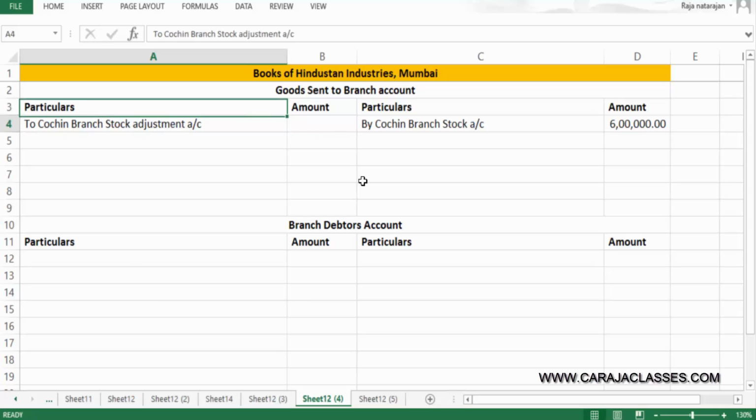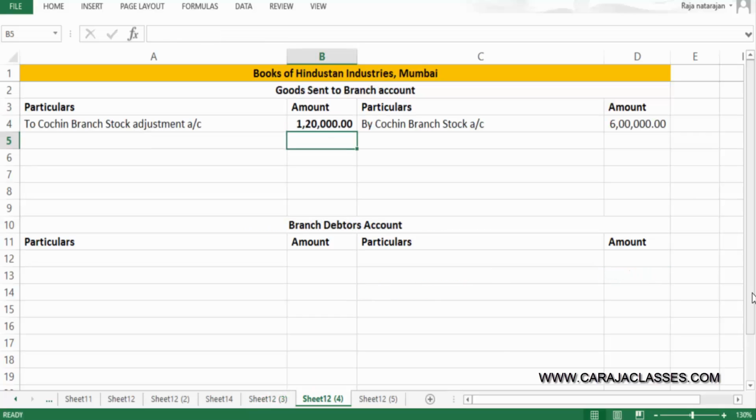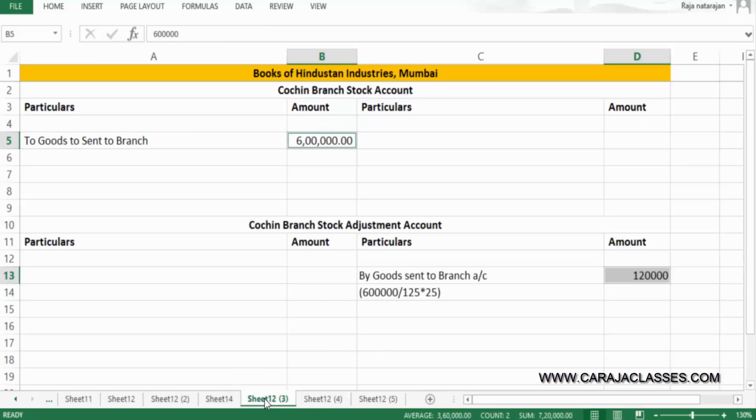And what is the amount involved? It is 120,000. It means 600,000 is the goods sent, minus 120,000, so 480,000 is the exact cost of the goods that are sent to branch account. So that is the picture we are getting here.